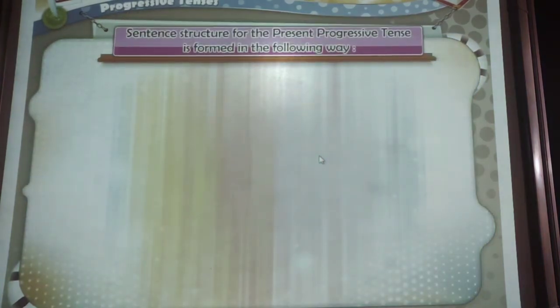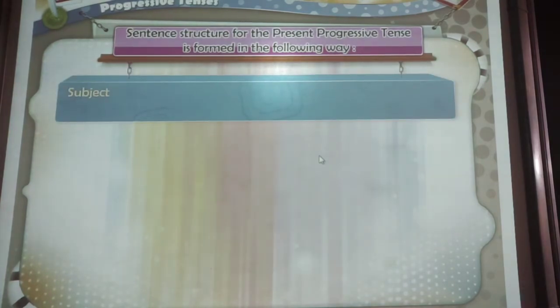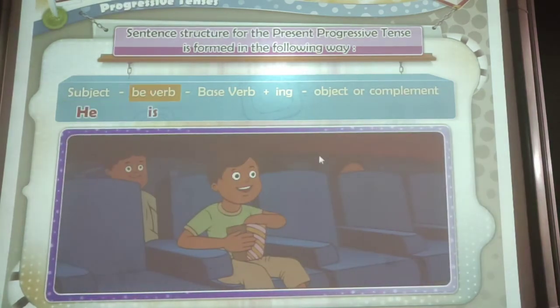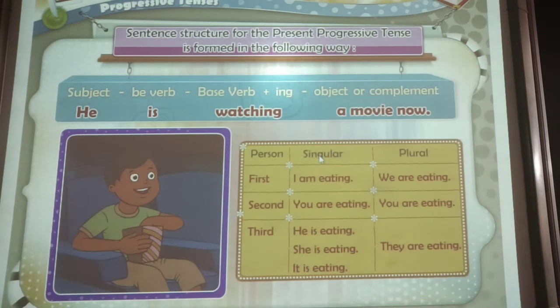Sentence structure for the present progressive tense is formed in the following way. Subject, be verb, base verb plus ing, object or complement. He is watching a movie now. Note from the table that am is used only with the subject I, is with he, she, it or singular nouns, and are with subjects we, you, they or plural nouns.